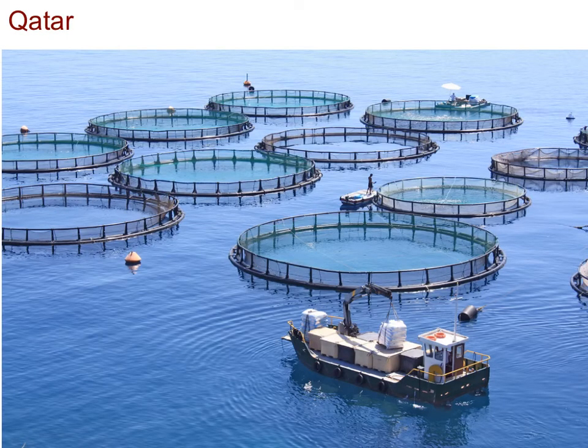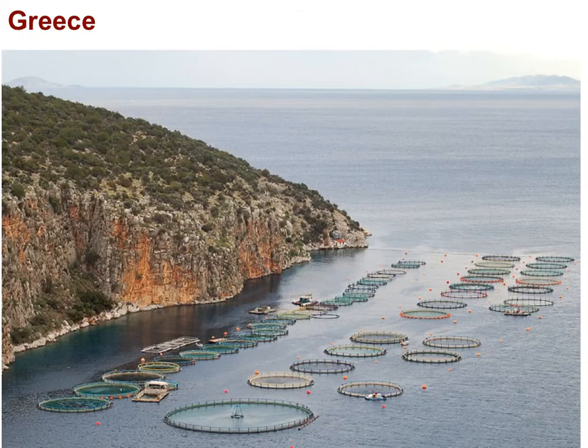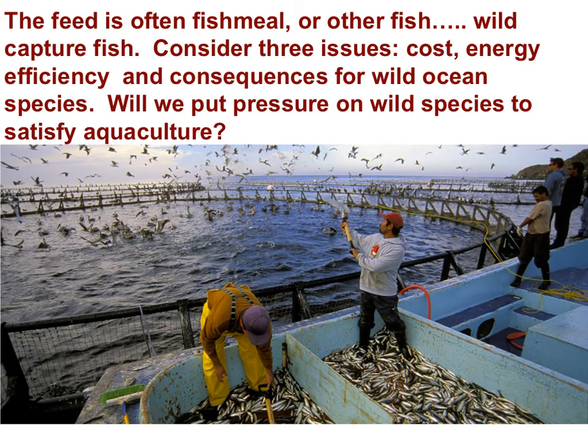Here is an image of aquaculture pens in Qatar in the Middle East and in Greece. The food used to feed the fish in aquaculture is often fish meal, other fish, often the bycatch, the species who were not intended to be caught during wild capture fishing. Now, I want you to consider the following 3 issues about fish meal as the food for aquaculture fish. First, the cost. Fish meal, or fish as food to the aquaculture system, is expensive.